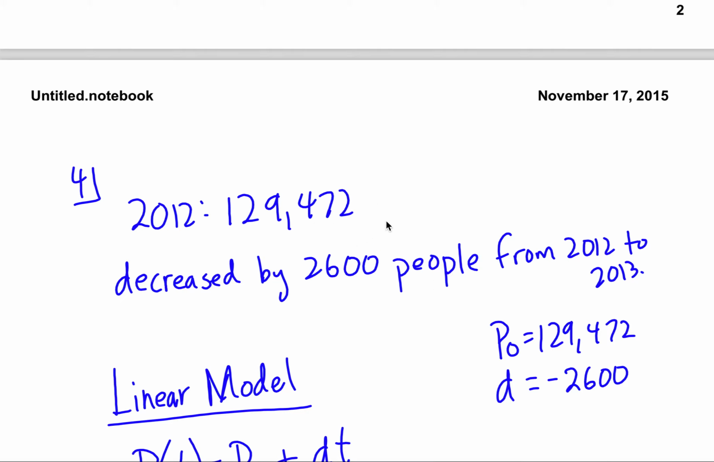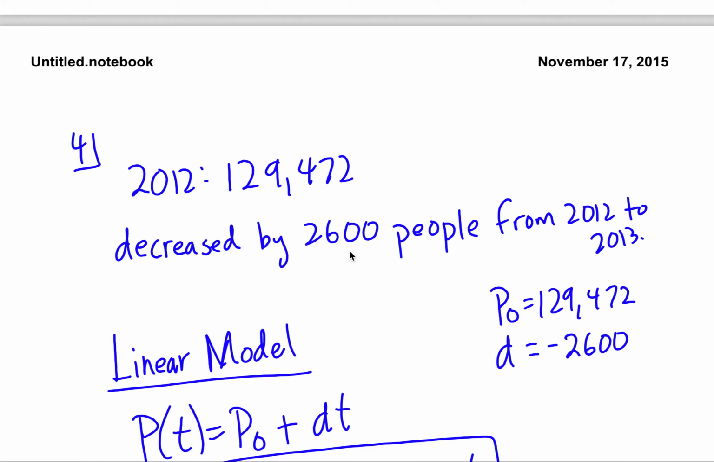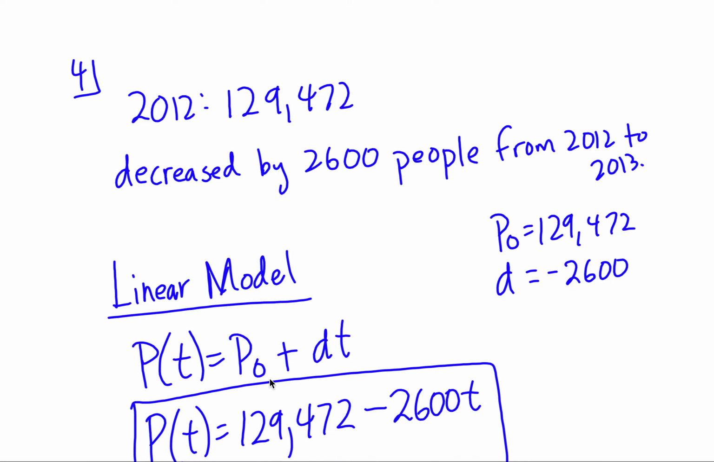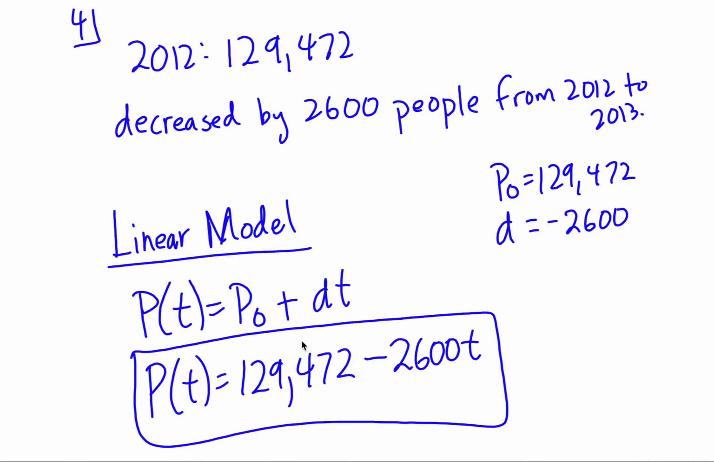So our P0, we're going to again call 2012 our starting time. So our P0 is 129,472. Granted, again, people were living in this town before that, but this is just the time period we want to start with. Since we are decreasing by 2,600 people per year, D is negative 2,600 because we're getting smaller. And because we're decreasing by an amount, this is a linear model. Looking at our linear growth model, we just have to take our linear growth model and write in the pieces. So we know P0, we know the D, we're going to put them in, and here's our model.